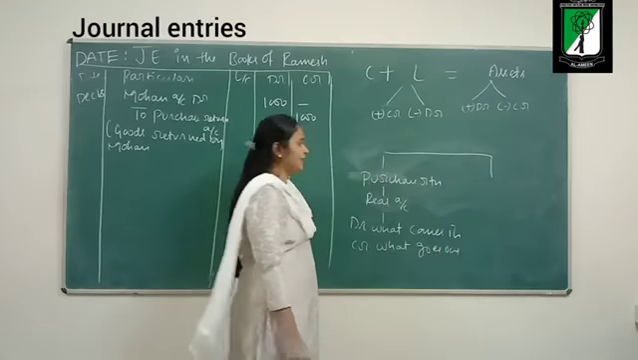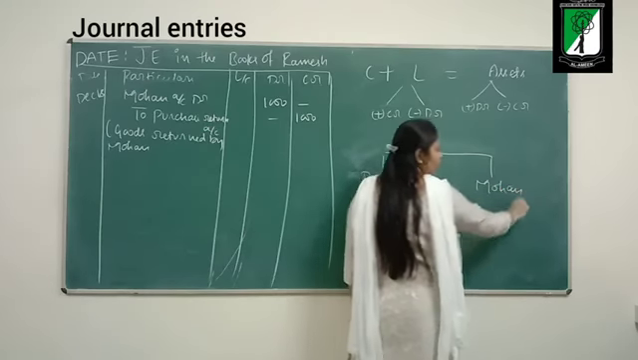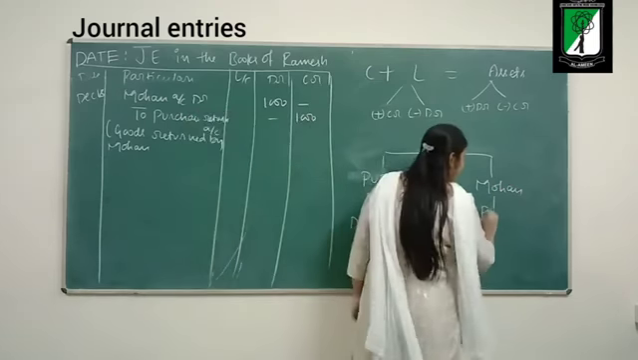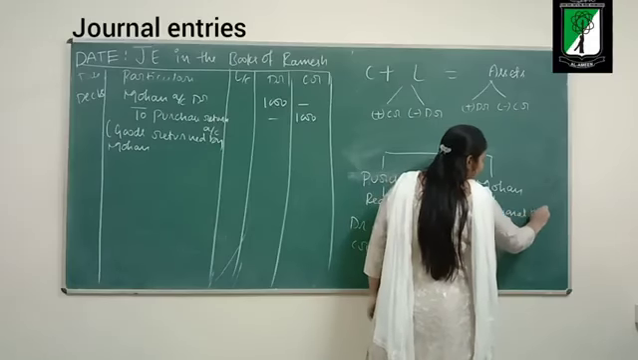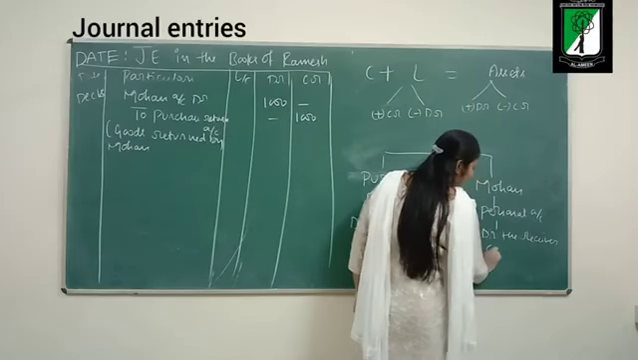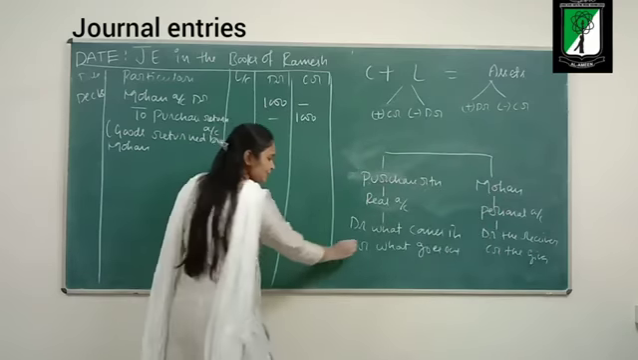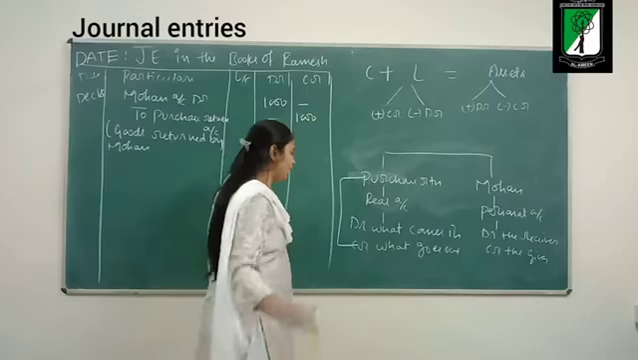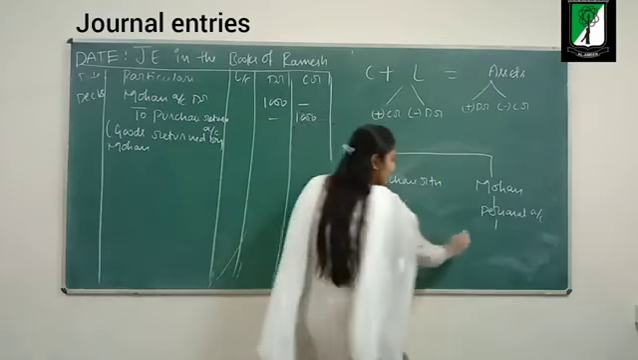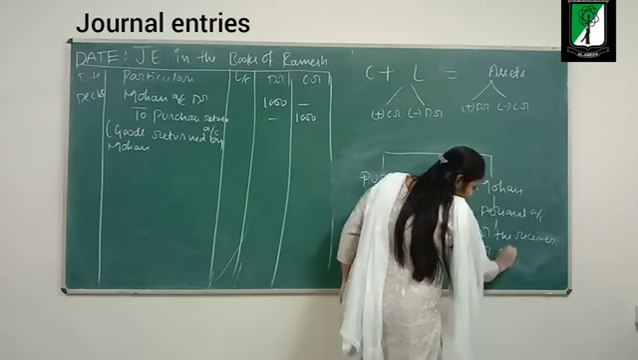So he is returning goods. Who is returning? Mohan. It will affect Mohan account. Now identify the type of account. What type of account is Mohan? Personal account. What does the personal account rule say? Debit the receiver, credit the giver. Now here, purchase return is going out. So the personal account rule is: debit the receiver and credit the giver.